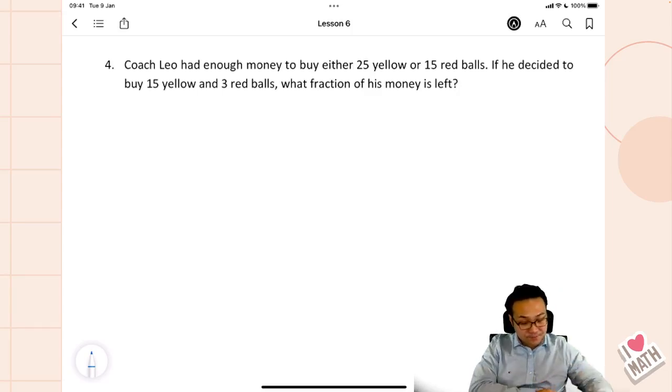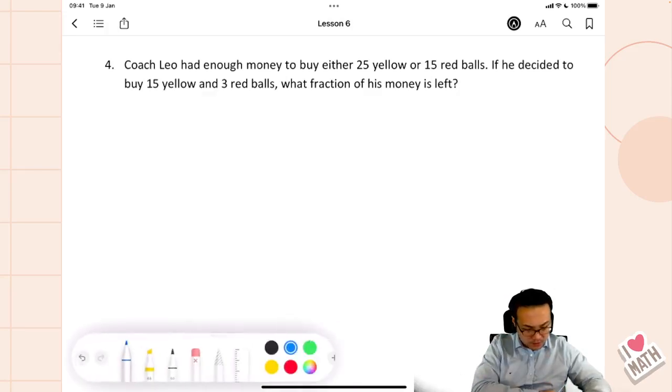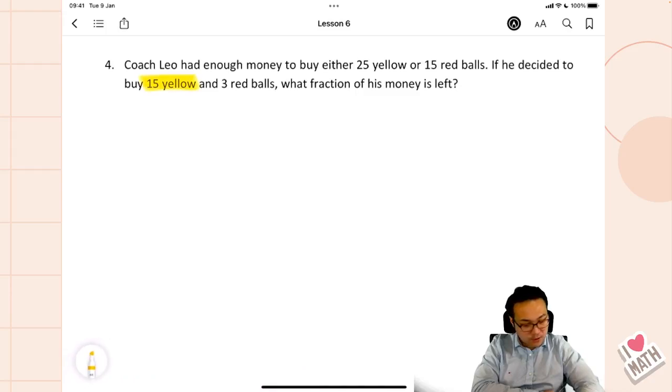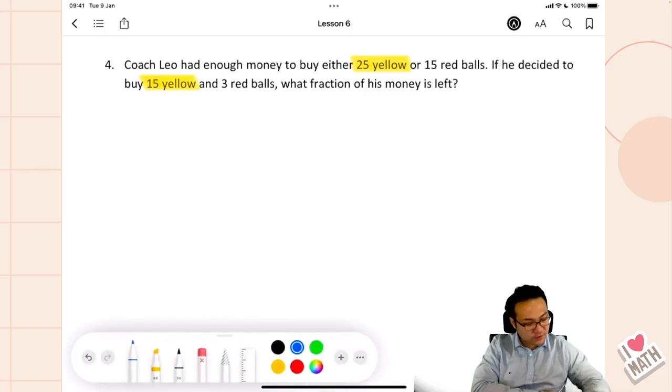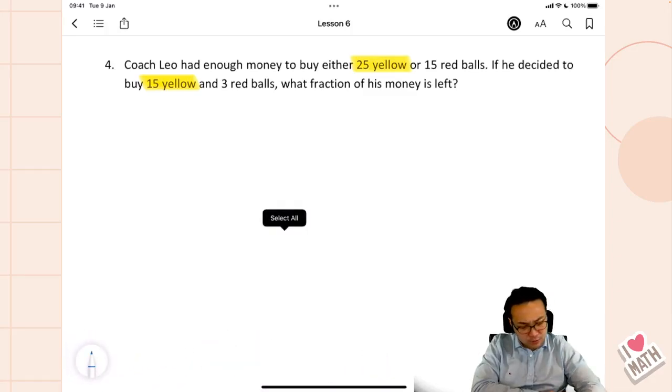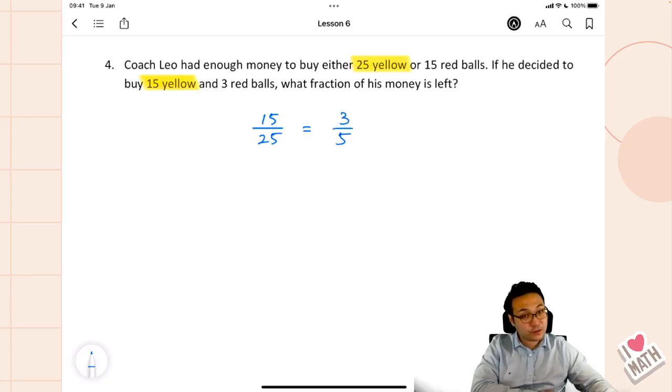How do I do this? Students, if I buy 15 yellow balls, right? Actually, I can buy 25 yellow, you know. But I decided not to buy 25 yellow. I only bought a little bit. I only bought 15 out of the 25 balls. So what does it mean? If I simplify this, it means that I have already spent 3 out of 5 of my money.